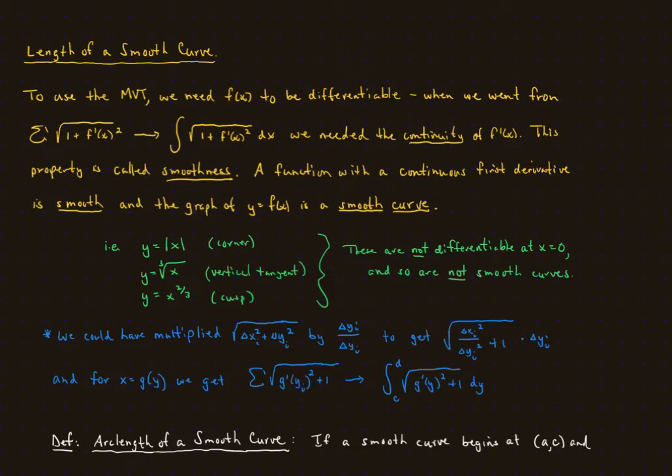So a function with a continuous first derivative is smooth, and the graph of that is known as a smooth curve. Some examples of curves that are not smooth are those where the derivative doesn't exist somewhere on the interval. So something like the square root of x, where you have a corner point, the derivative is not going to exist at 0, and so therefore the square root of x is not a smooth curve because its derivative is not continuous. It has an undefined place in it, a break in it. Likewise, the cube root of x, which we know has a vertical tangent at x equals 0, and x to the 2/3, which has a cusp at 0. Those are all examples of functions that are not smooth.